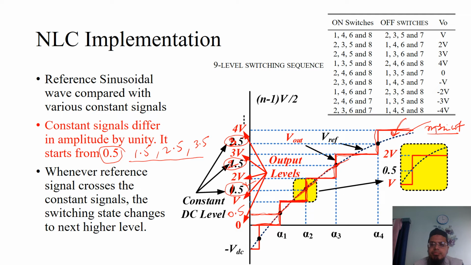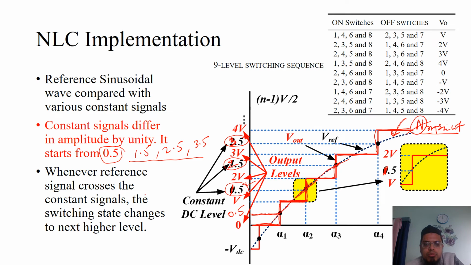Or rather, n times m sine omega t, where n is the number of positive levels only. Fine. So this will be 1.5. Okay, so this is how NLC is implemented.